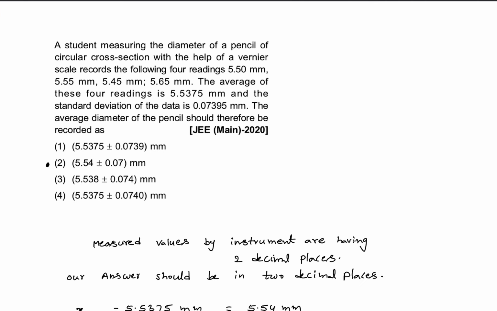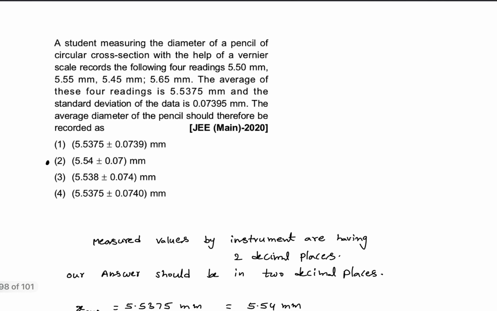Okay. Now I am moving to the next question. You can see the next question is like this. A student is measuring something. Here they have given some terms like the standard deviation of the data, and the average value of these 4 values, 5.5375. In this question, we need not calculate anything. They only gave the average value as well as the standard deviation of the data. First of all, I will tell what the standard deviation is. Listen carefully.